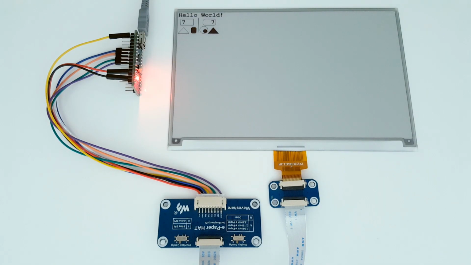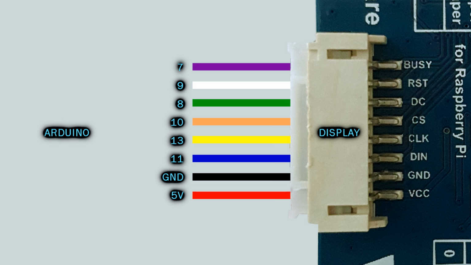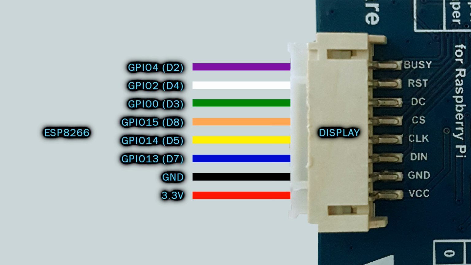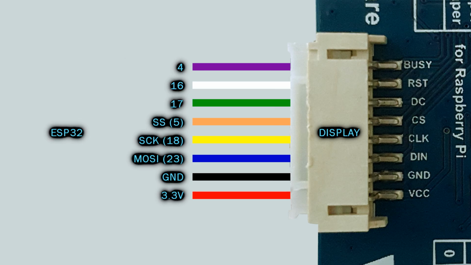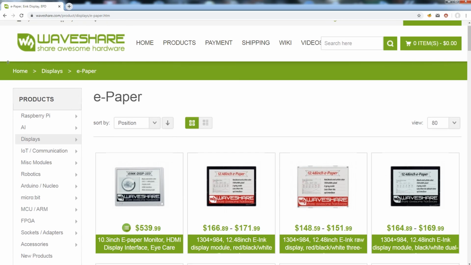for your projects. First, choose your board. Right now I'm using the Arduino Nano, but this example sketch also works with other boards like the ESP8266 and the ESP32. Second, select your display.